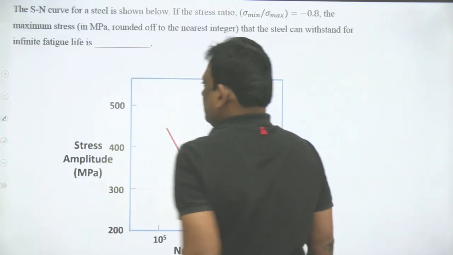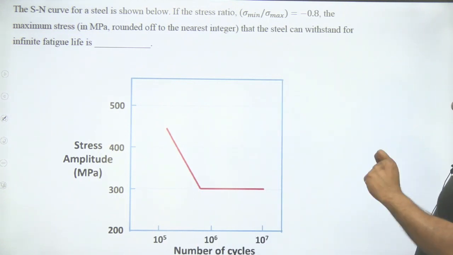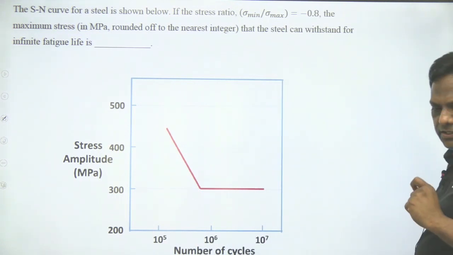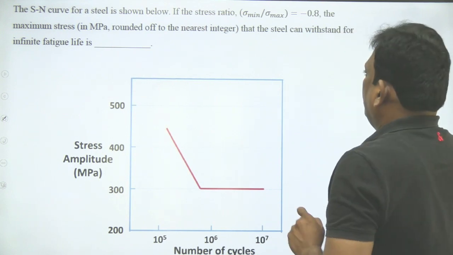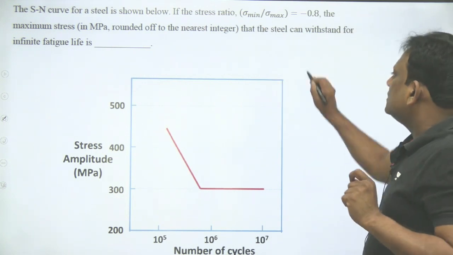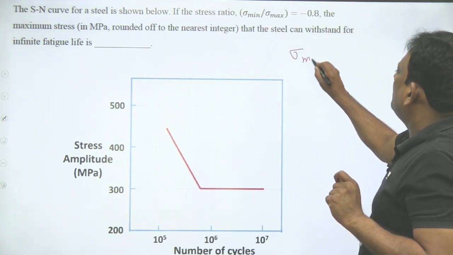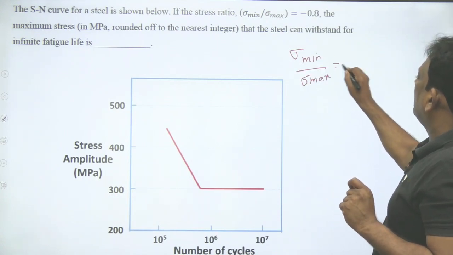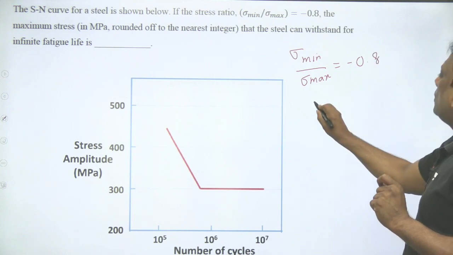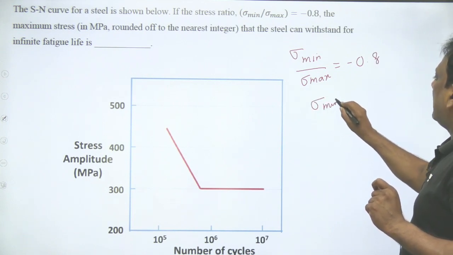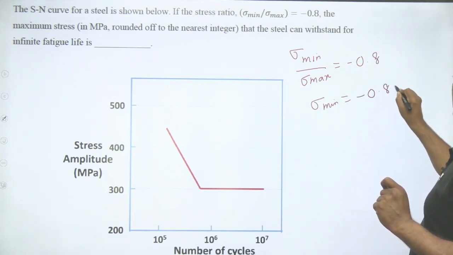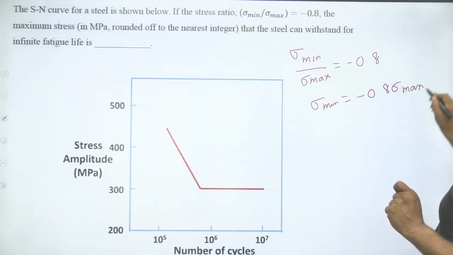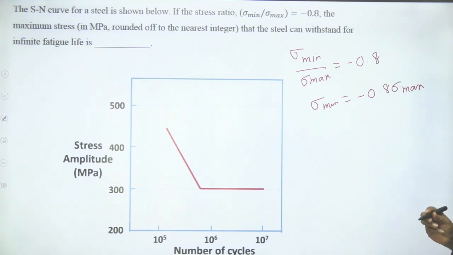Let's go to the next question. Now, the SN curve for a steel is shown in the figure. You know that the stress ratio is the minimum stress to the maximum stress, and that is given in the problem as minus 0.8. So I can write the minimum stress as minus 0.8 sigma max.